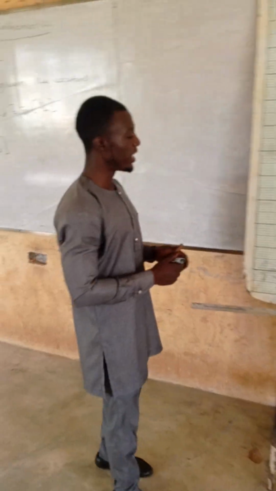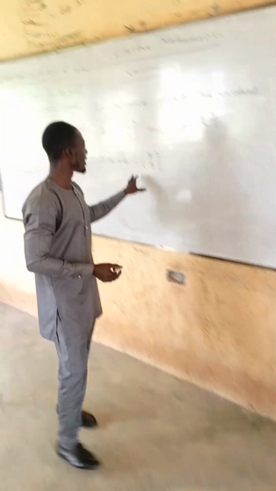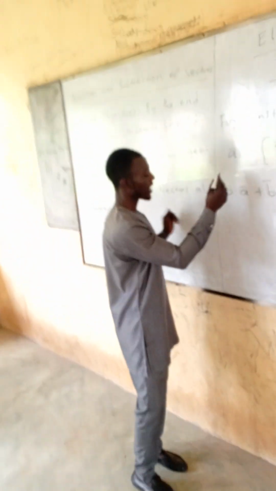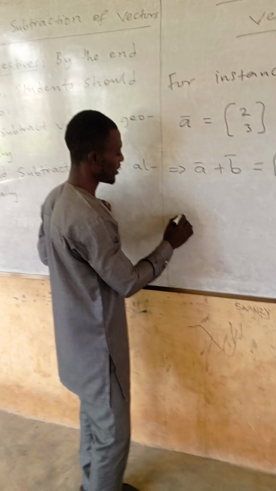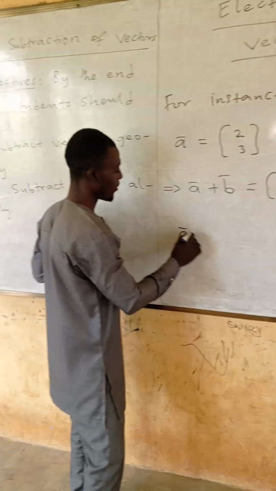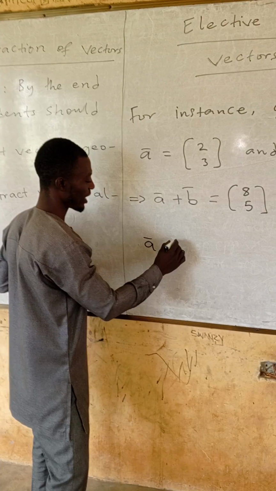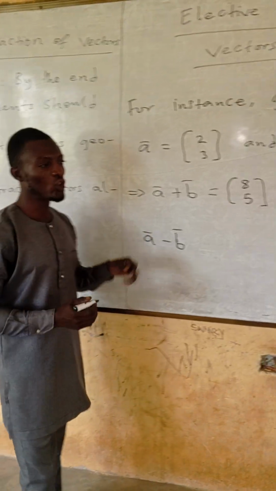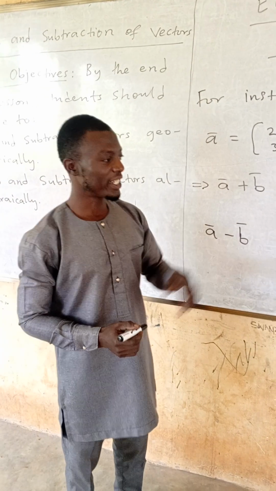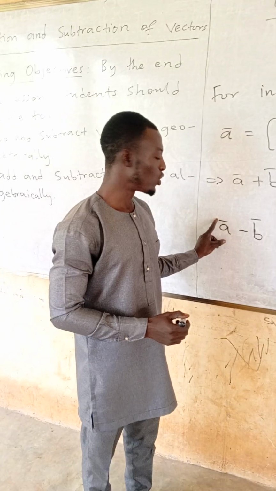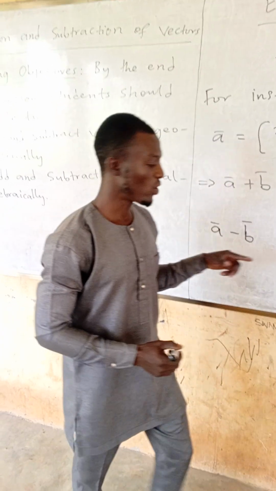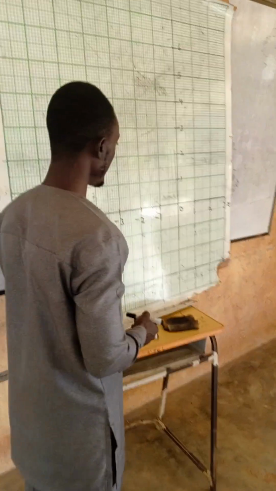So the same way to subtract vector D from A. So let's subtract vector D from A. So vector A minus vector D. We are going to do this geometrically. So first of all, you need to draw vector A on the graph. So let's draw vector A. We have done that already.